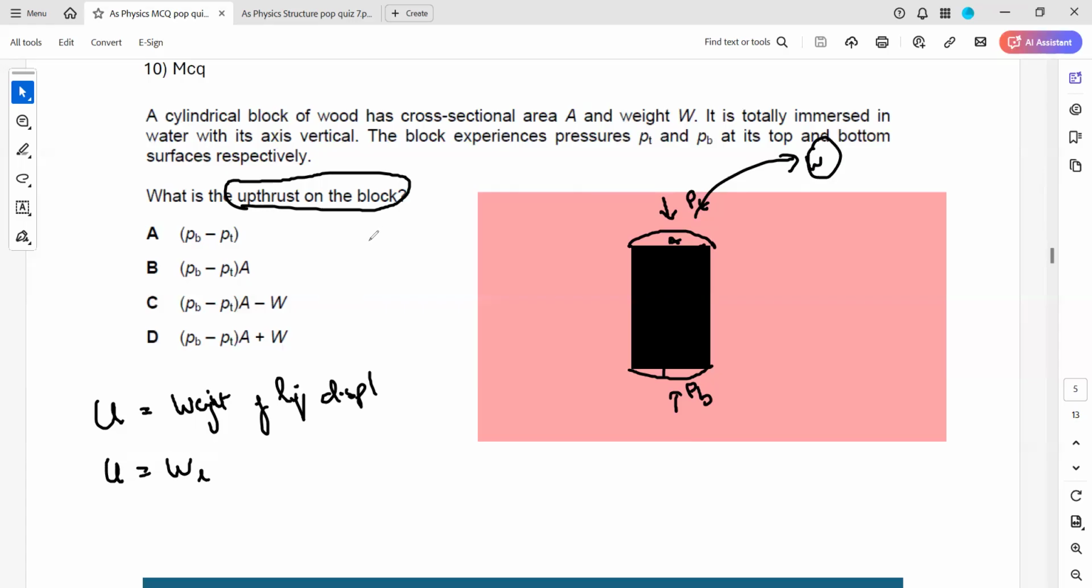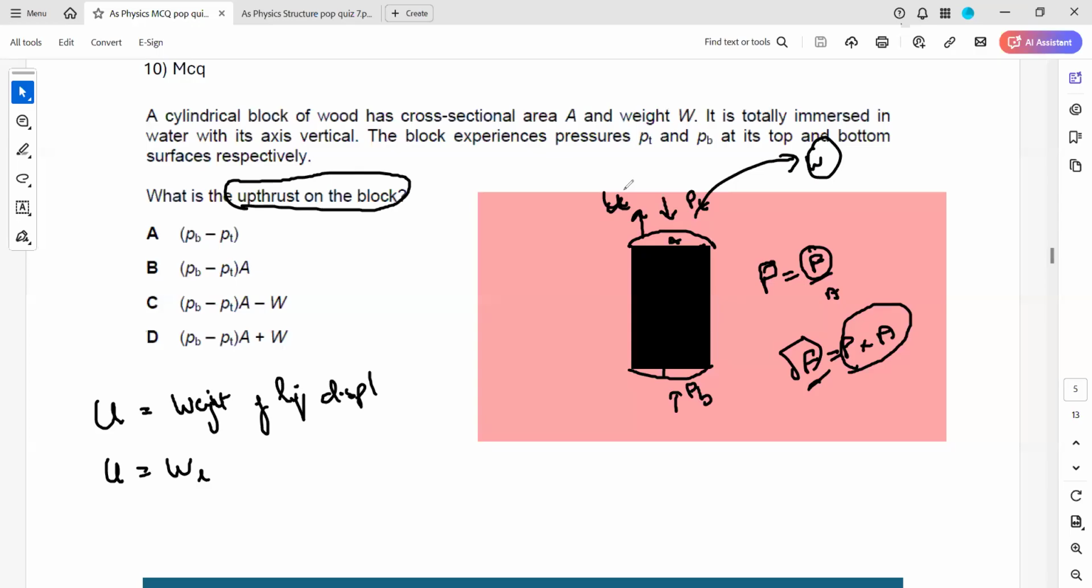What about the weight? Weight is also a force. So when the object is completely submerged, what is the force experienced by the object? How do you represent the force? We have the formula that pressure is force over area. So if I want to find the force, it will be equal to pressure times area. When pressure is multiplied by area, I will get the force. And that force will be equal to the upthrust.